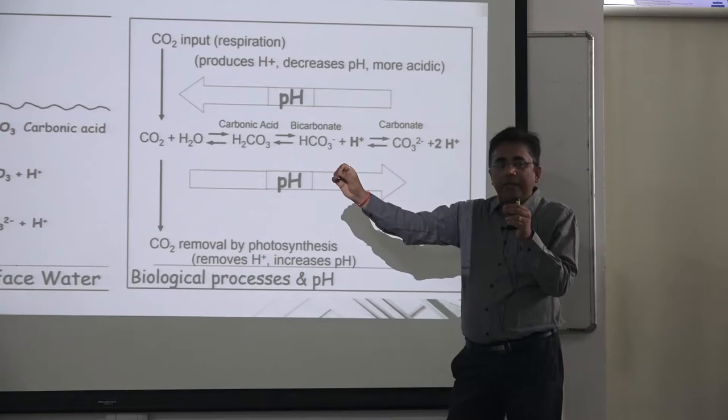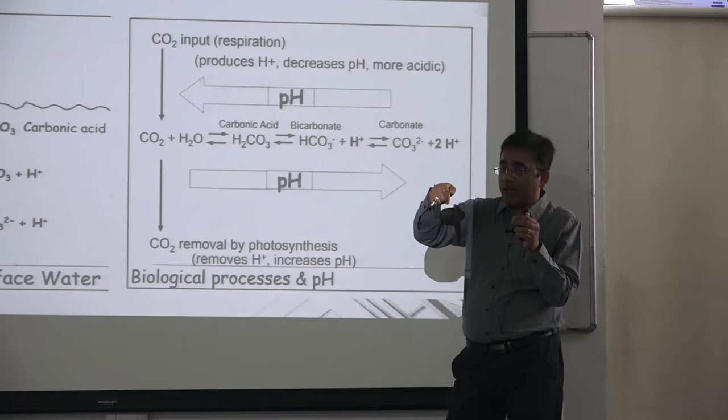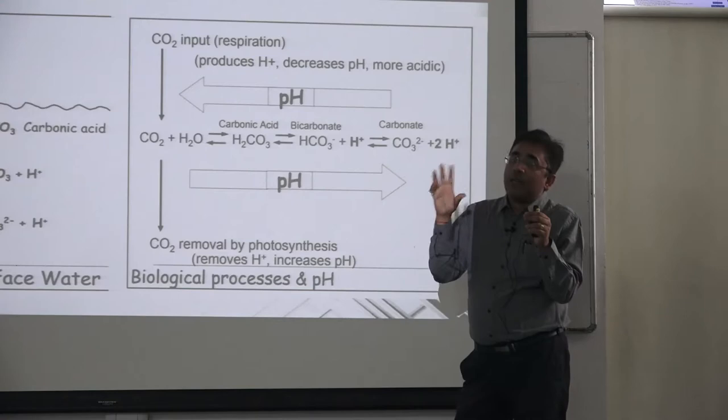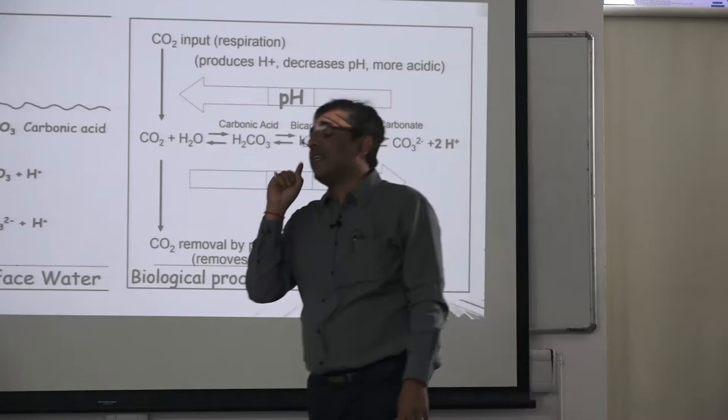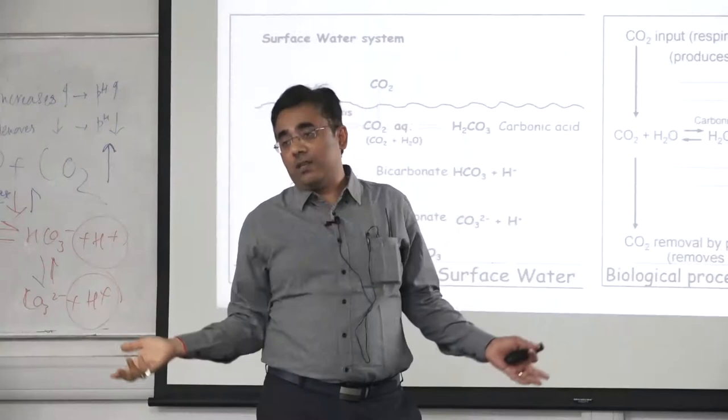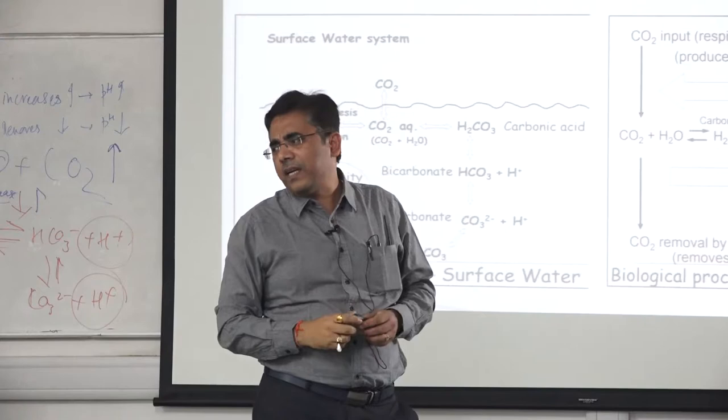And then you know that with photosynthesis, CO2 is removed. So because the CO2 was removed, the pH increased. Right. If you remember P for photosynthesis, P for pH, you will have a hold on this geochemistry that you can always flaunt. You can always say, "Acha, CO2 dalenge water mein to kya hoga? pH badhega ki ghatega?"